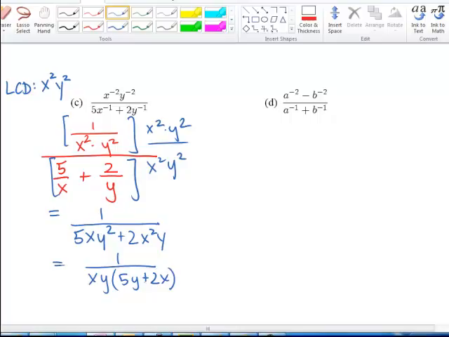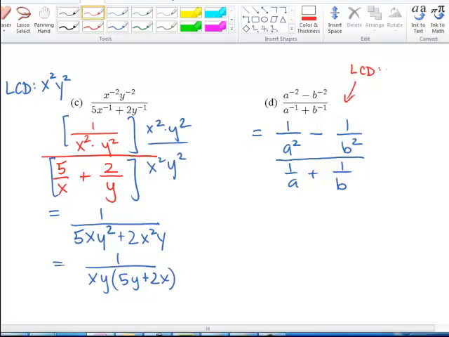Alright, last example. If we turn this into our complex fraction, we'd have 1 over a squared minus 1 over b squared. Then we'll have 1 over a plus 1 over b. Then we want to clean that up. The LCD would be a squared times b squared. So we'll multiply by that product in the numerator and the denominator.